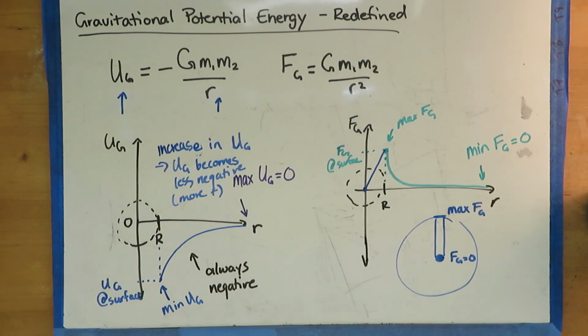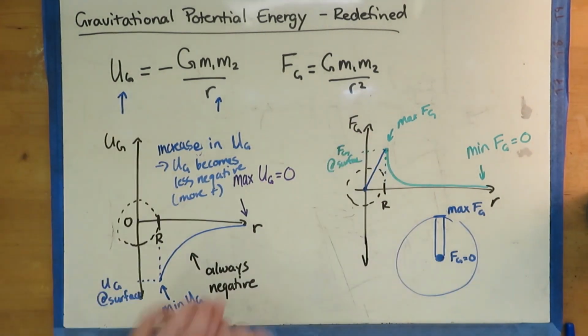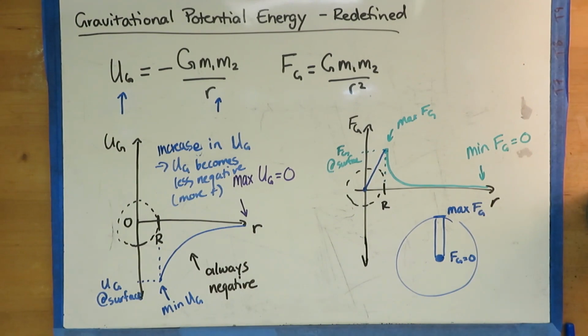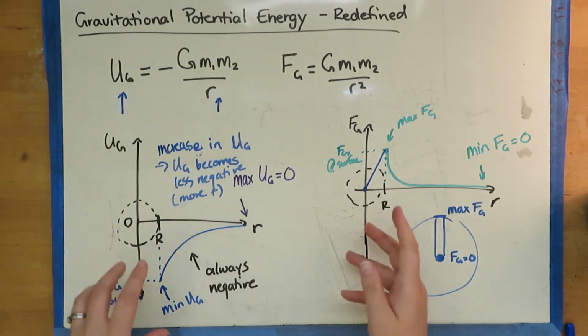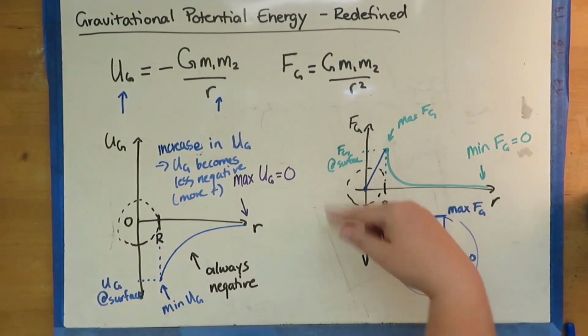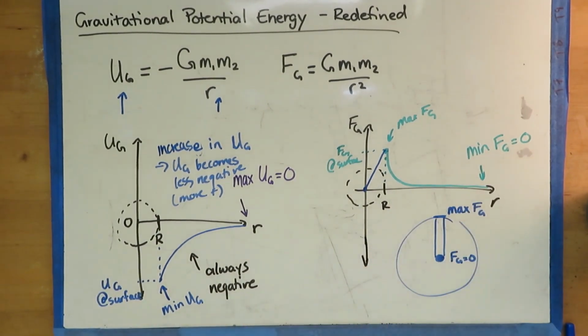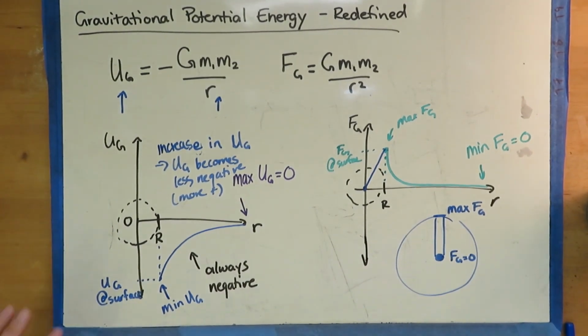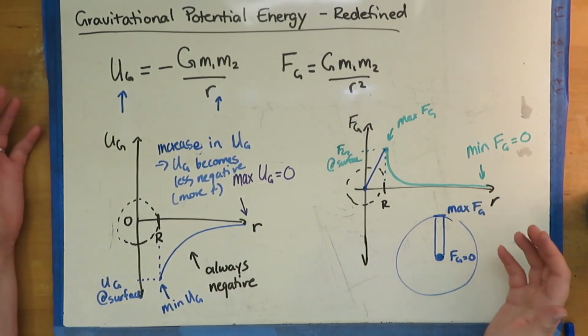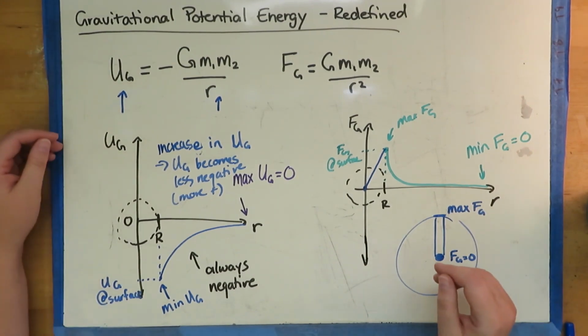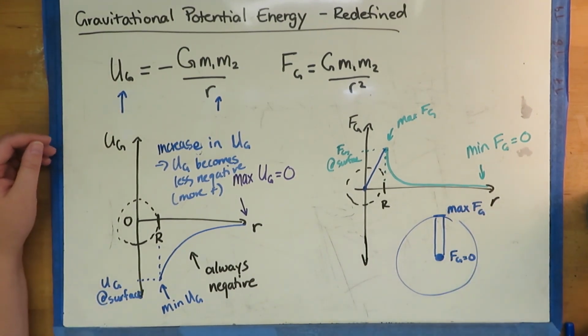So with these equations, once again, they only work when you're outside of the radius of the object. They don't work when you're inside. We're not going to do math when you're inside, so you don't have to worry about that. Conceptually, this is important as well. Now, how would we use this? Well, you can just do a calculation of gravitational potential energy.